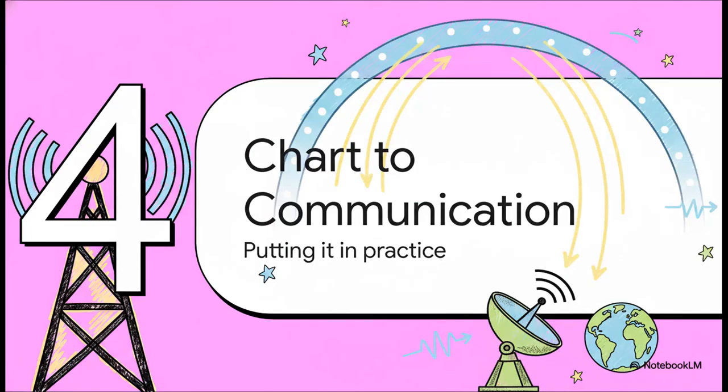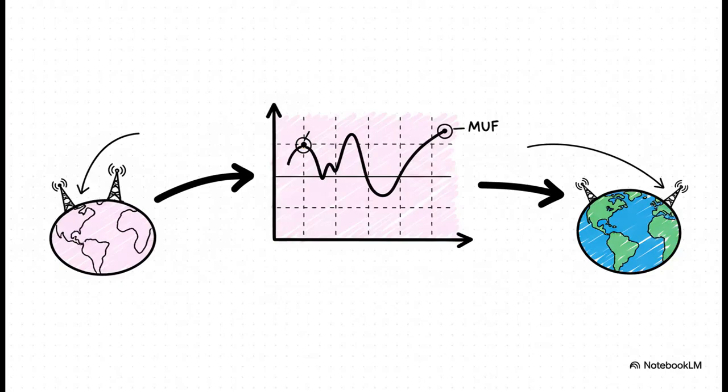And now for the most important bit, the so what? How do we take all this data from the chart and turn it into an actual practical decision? Let's put this new skill to work. It all boils down to this really simple rule of thumb. If you want to talk to someone relatively nearby, you're going to pick a frequency that is below the critical frequency, that foF2 number. But if you want to go for the gold, if you want to reach someone on the other side of the planet, you'll want to pick a frequency just below the maximum usable frequency, the MUF. It really is that direct.